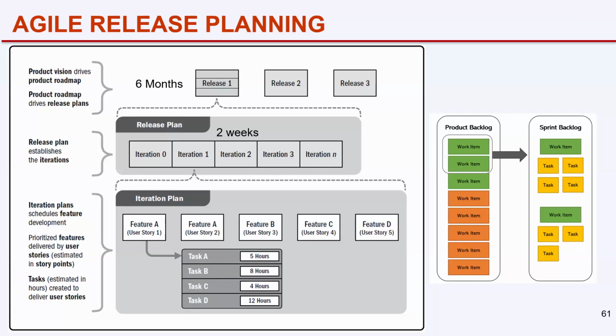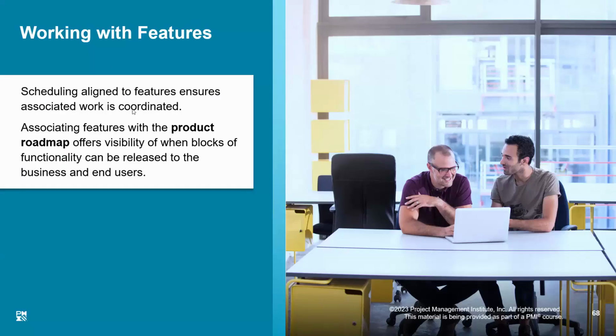That's what they are mentioning in this particular slide. Working with features. Scheduled aligned to features ensures associated work is completed. Associating features with the product roadmap offers visibility of when blocks of functionality can be released to the business and end users, when it can be done and can be released.